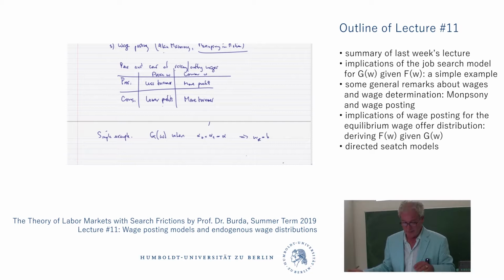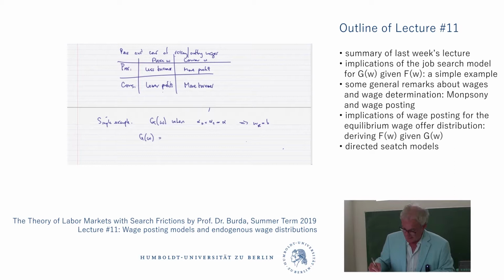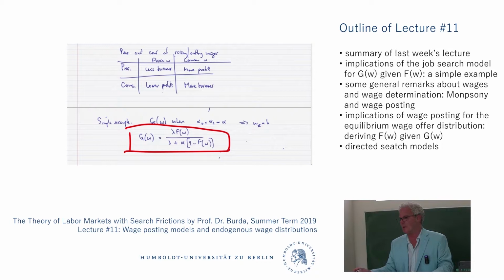It's helpful to solve it. Then you can plug it into our formula that we already had for G. Then G of w is going to look really simple. It's going to be lambda times f of w divided by lambda plus alpha times 1 minus f of w. So you tell me what f is, I tell you what g is. That very complicated formula we had before collapsed into this very simple thing.